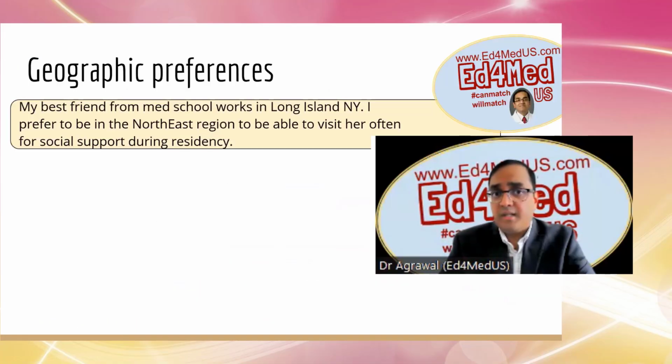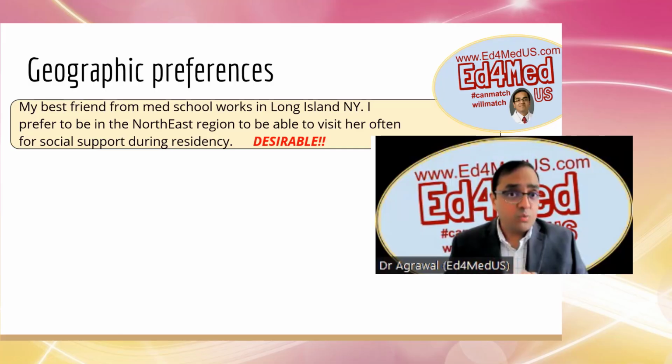And here's the narrative that you can write for the geographic preferences. Now, this is someone applying to the New York region. My best friend from med school works in Long Island, New York. I prefer to be in the Northeast region to be available to visit her often for social support during residency. And this is very desirable. The reason why geographic preferences are being given so much weight nowadays is because they want to make sure you have social support, friends, family, because this is like the biggest negative predictor, the biggest deterrent to burnout. And so that's why programs want to make sure you have someone in the region, someone that you know. And this is very desirable.